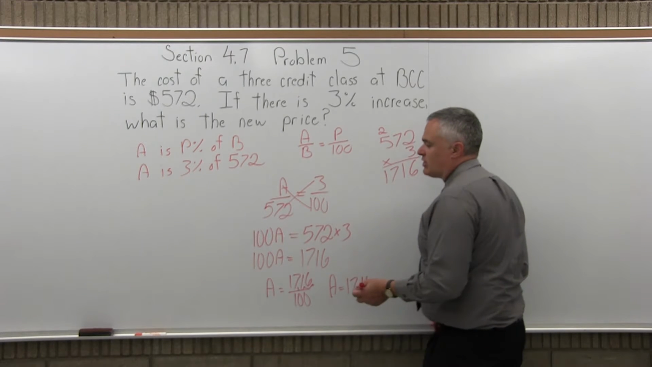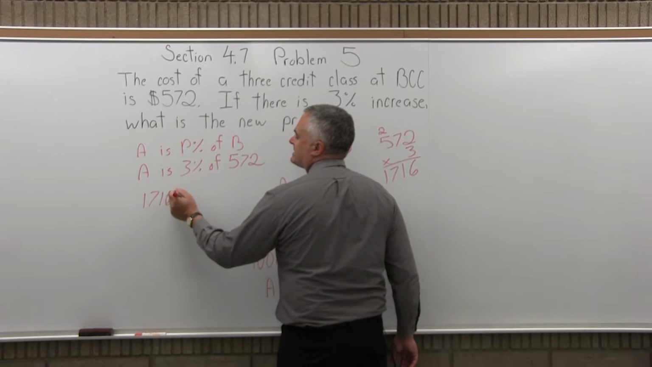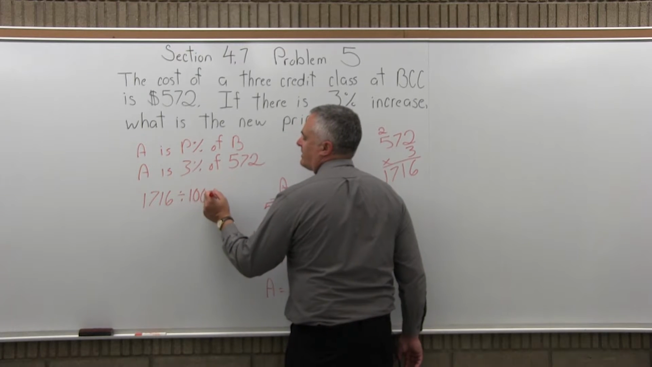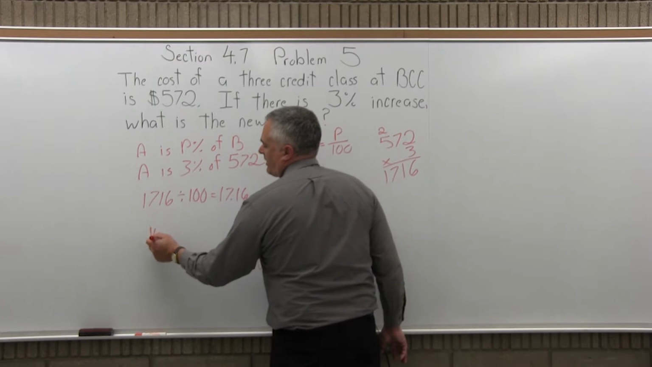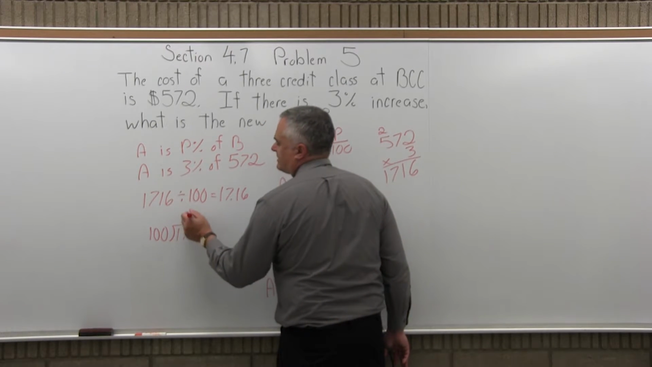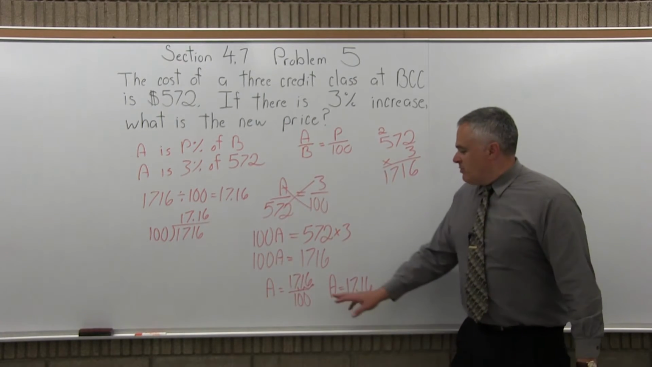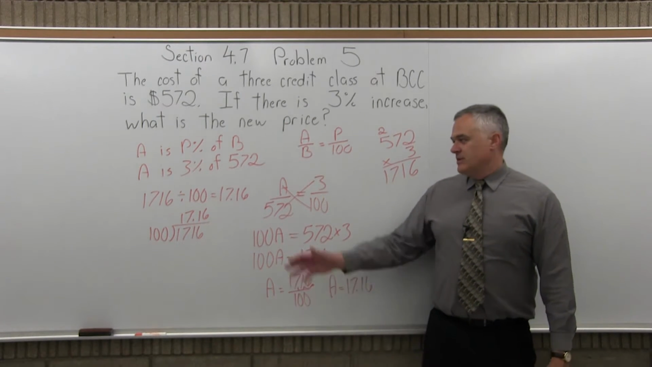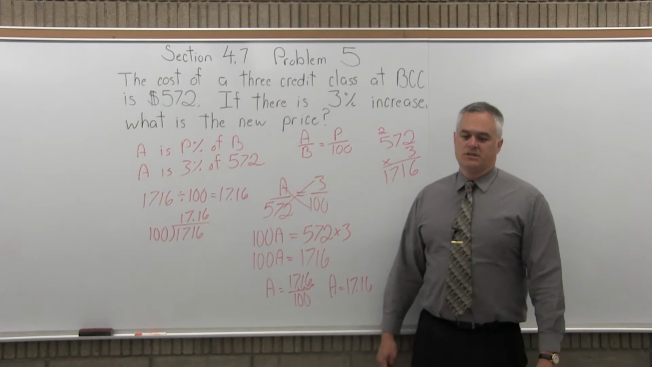And again, if you do it the long way or with a calculator, if you do 1716 divided by 100 on your calculator, you'll get 17.16. If you do it out the long way, you would divide 100 into 1716, and it would also come out to 17.16. But it's easy enough. I feel it's even easier than using the calculator. Just the 2 zeros back it up 2 places.